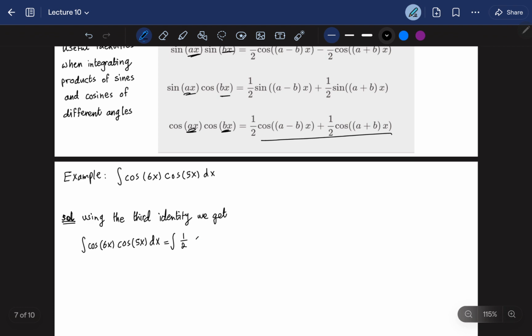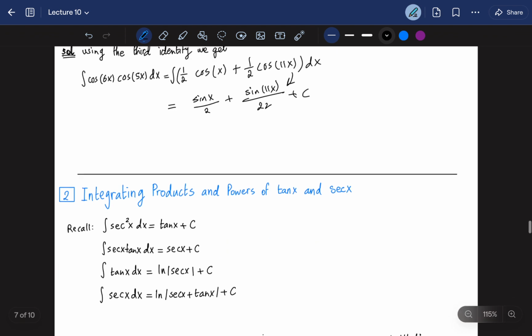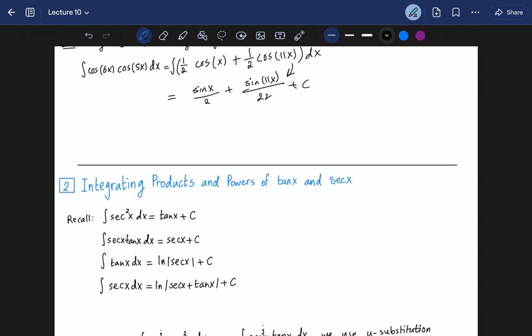So this is just 1/2 cosine the difference of the angles. So it's 6 minus 5, so it's just x, plus 1/2 cosine the addition of the angles, 11x dx. And again, we can integrate easily. I apply the substitution here. Okay, so this is for sine and cosine. Not too bad, right? How about if I have tan and secant? We're going to apply similar methods.